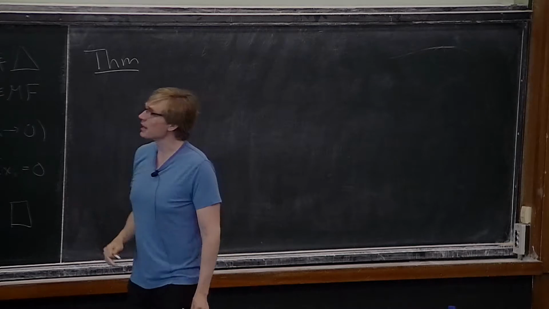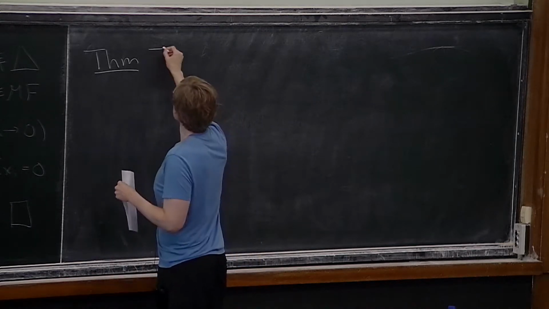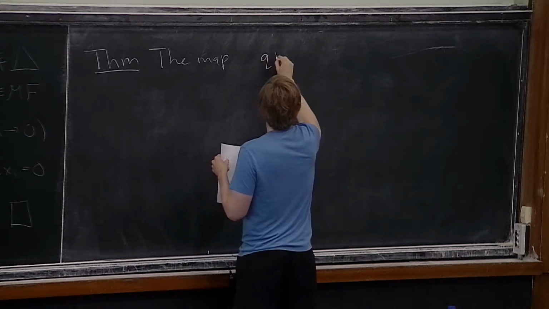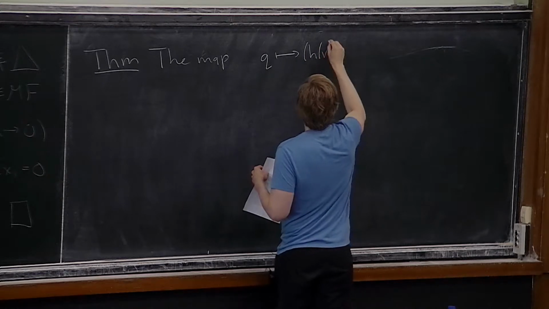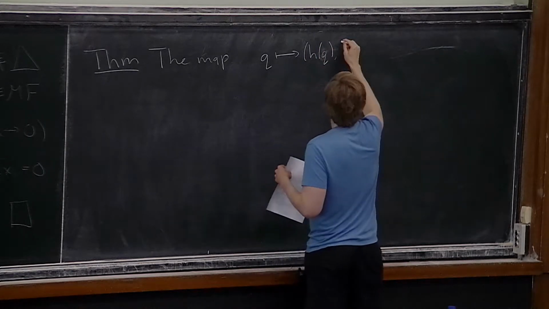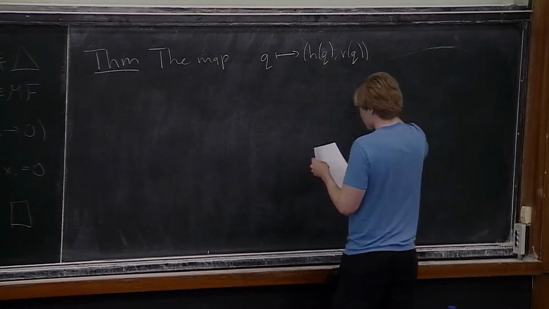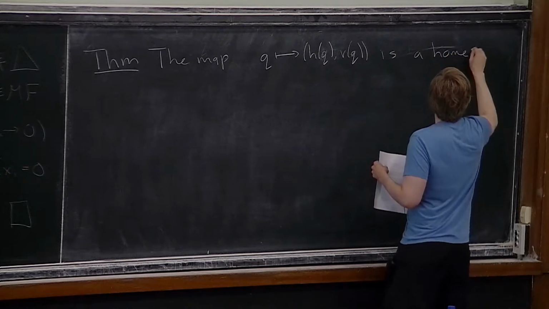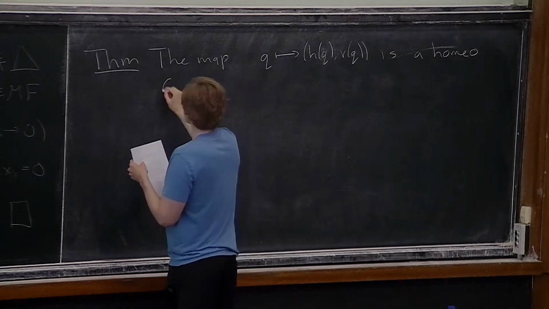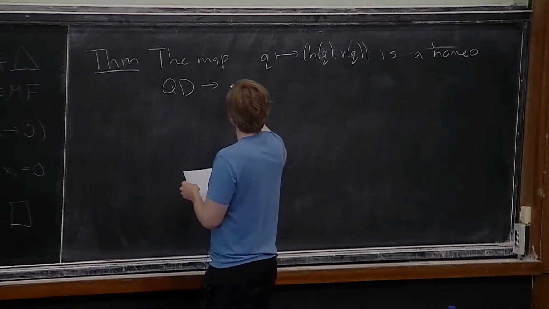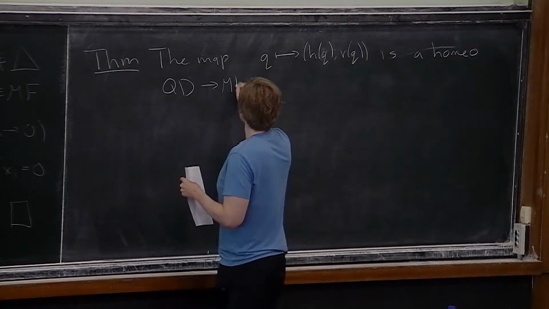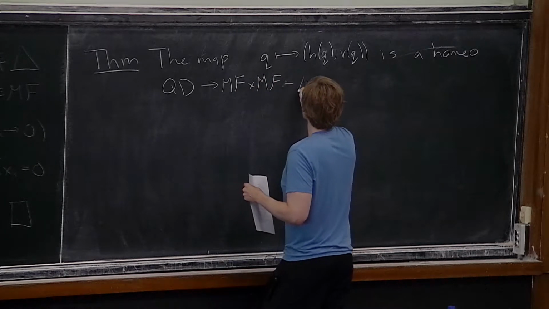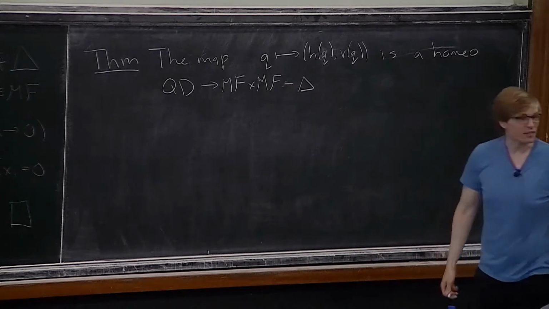So now we want to understand this map. So I have a map that sends Q to the horizontal foliation and the vertical foliation, and it is a homeo. And so it gives a map from the bundle of non-zero quadratic differentials over Teichmuller space to MF cross MF minus this fat diagonal of things that don't jointly fill.